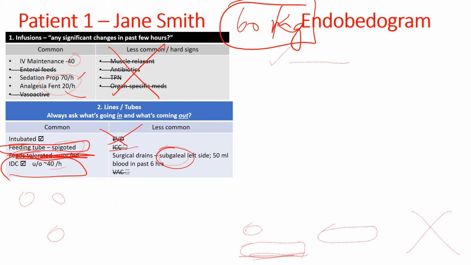There is a subgaleal drain on the left side. So, what surgery has she had? She's had a subdural hemorrhage. How much blood has come out? You ask the nurse, and they say 50 mils in the past 6 hours. So, good. Not much coming out. There's no back dressing or anything.